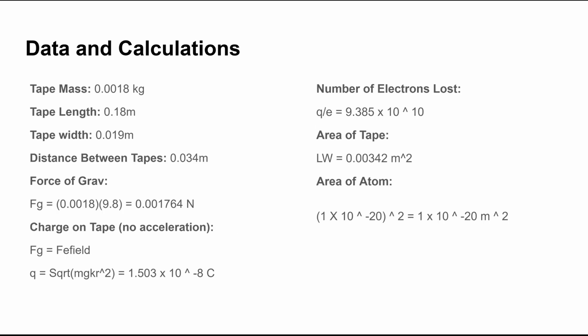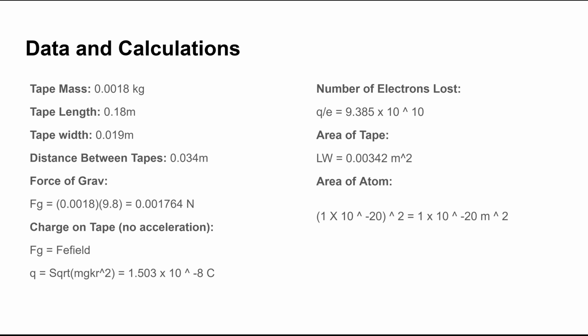Some data and calculations we made throughout the lab. The tape mass is 0.0018 kilograms, tape length is 0.18 meters, tape width is 0.019 meters, distance between the tapes is 0.034 meters, and force of gravity we calculated to be 0.001764 newtons. Charge on tape, assuming there's no acceleration, which leads to F grav equals F electric, we calculated to be 1.503 times 10 to the negative 8 coulombs.